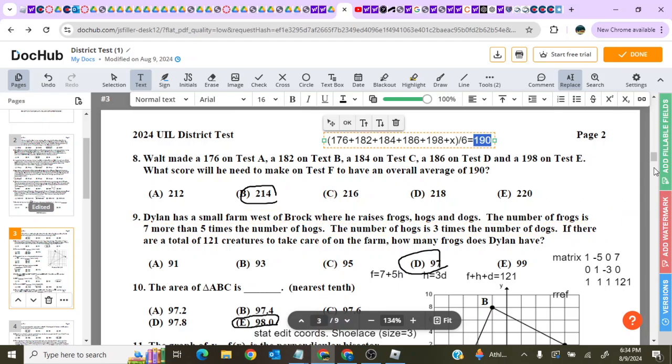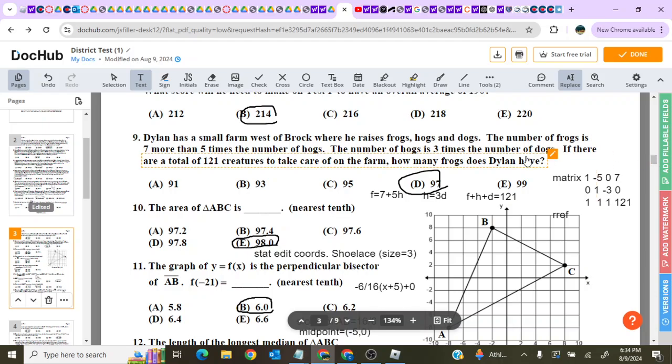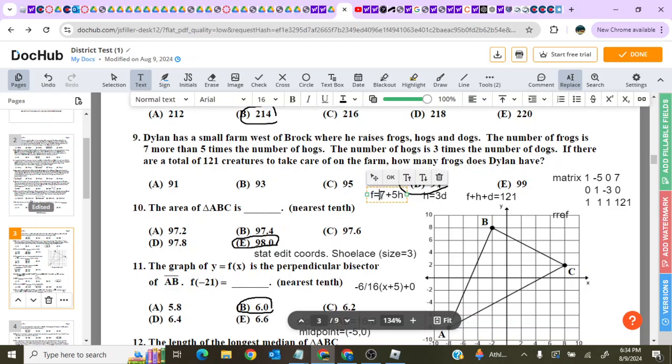Dylan has a small farm west of Brock where he raises frogs, hogs, and dogs. Number of frogs is 7 more than 5 times the number of hogs. And they're basically giving you a bunch of equations. Number of hogs is 3 times number of dogs, and 121 total creatures. So these are your equations. The number of frogs is 7 more than 5 times the number of hogs. Number of hogs is 3 times the number of dogs, and all the creatures total to 121.